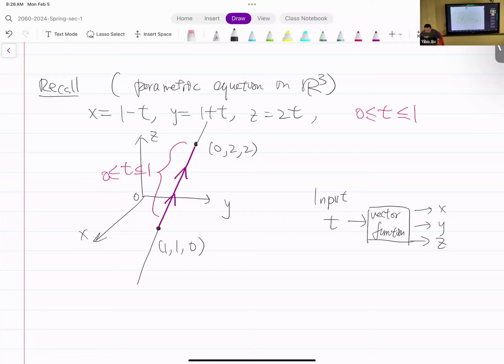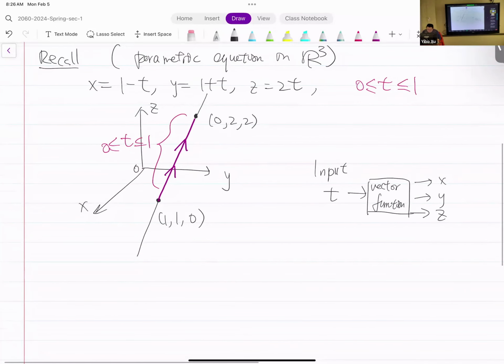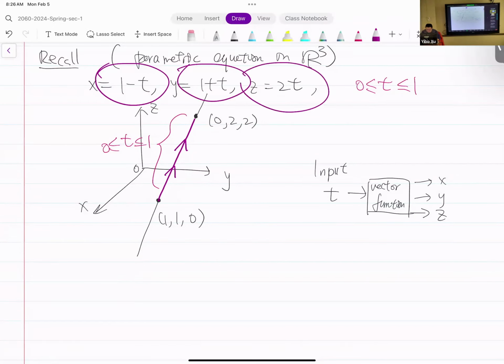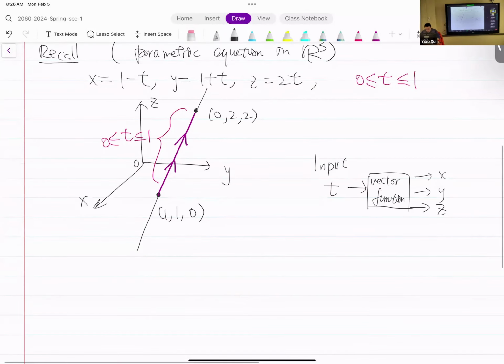So now we can imagine that in general, we just need 3 components. Okay? So components of x, components of y, components of z. And as long as we define the 3 components as possibly 3 different univariate functions, then that's representing a curve. Okay? Representing a curve in R3.